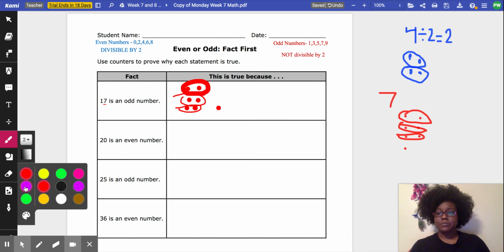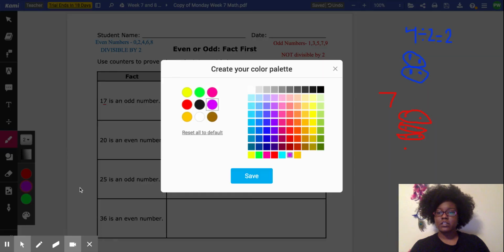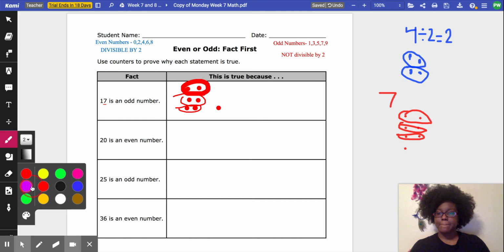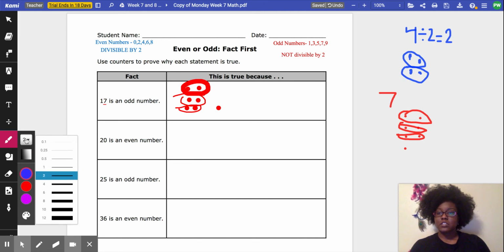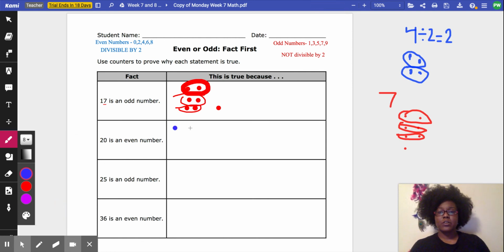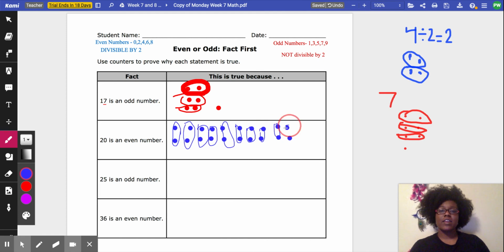20 is an even number. So I'm going to look on here. Get my blue. Let's see. 20 is an even number. Well, this one, I'm going to have to go ahead and draw all 20 dots. 1, 2, 3, 4, 5, 6, 7, 8, 9, 10. That's not a very straight line. 3, 4, 5, 6, 7, 8, 9, 10. And I'm going to circle my groups of 2. Yes, I could have just gone right down the row instead of circling columns, but I like to circle groups of 2 so that I can see if there's any odd man out. So I'm circling, I'm circling, I'm circling, and I don't have any left over.